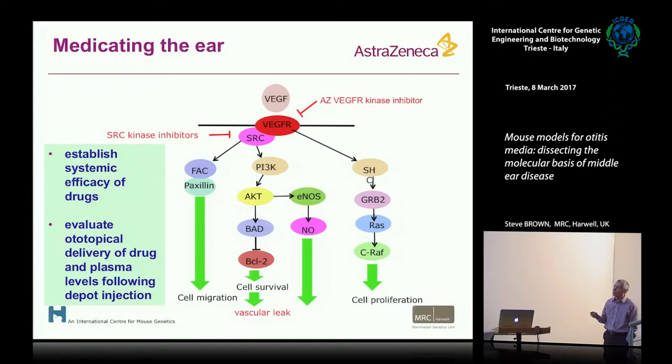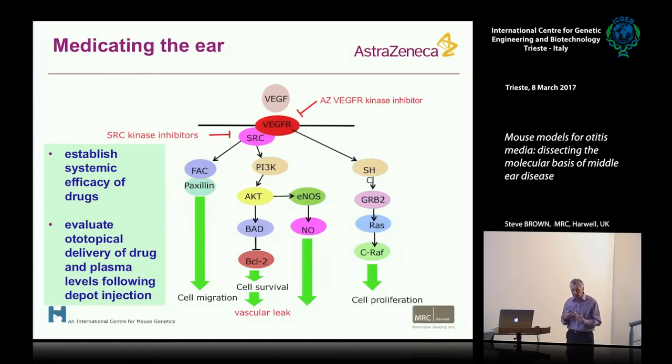a wider range of compounds to establish, first of all, the systemic efficacy of these drugs. But, and I'm not going to talk very much about this, now that we have a potential route for delivering compounds and thinking about a different approach to treating chronic otitis media, the way forward in the future is to consider ototopical delivery of the drug directly through the tympanic membrane. And a lot of research is going on, not only at Harwell and elsewhere, but in many companies to try and solve this problem.